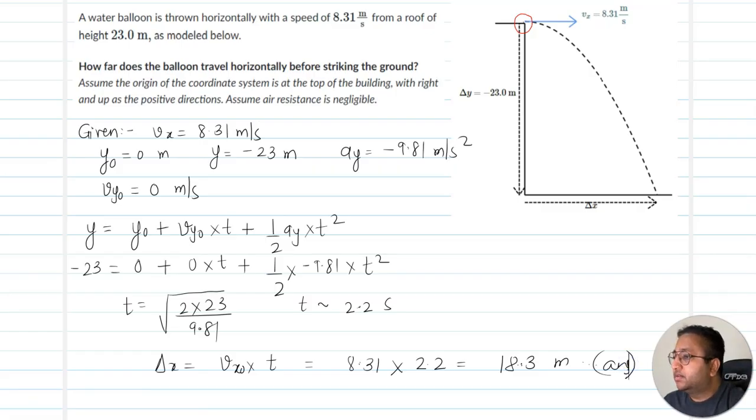So it will take about 2.2 seconds for the water balloon to reach the ground surface. And when it does, it will be at a distance of 18.3 meter from the building.